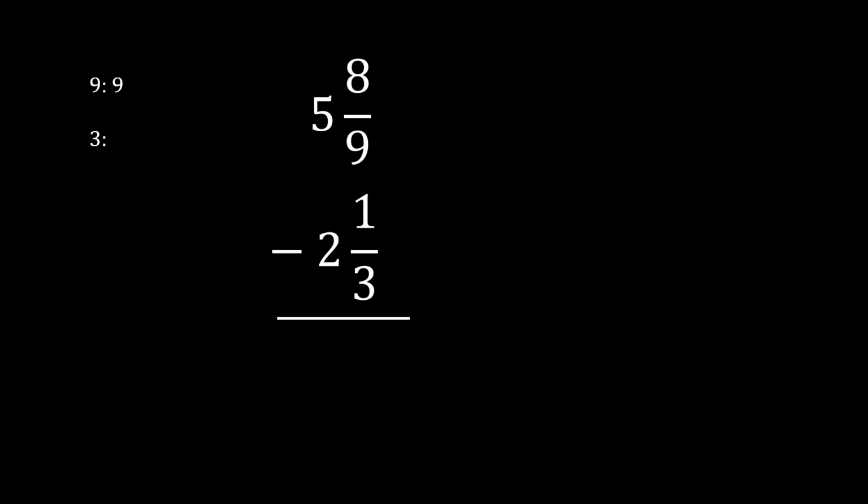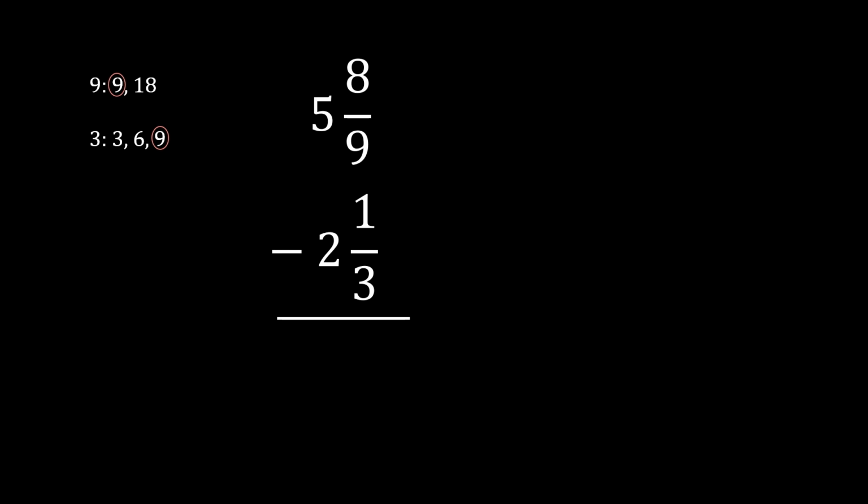Well, 9 times 1 is 9. 9 times 2 is 18. And then let's list a few for 3. 3 times 1 is 3. 3 times 2 is 6. And 3 times 3 is 9. So now I see 9 on both lists, so 9 is going to be my common denominator.